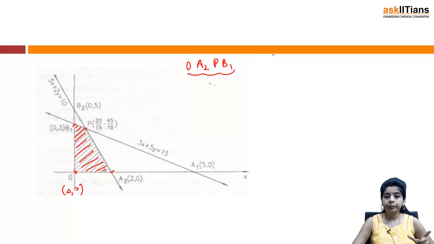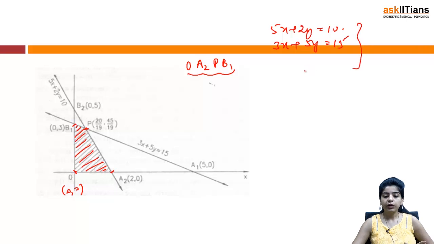In order to find P, note that P is the point of intersection of these two lines. So just solve these two lines: 5x plus 2y is 10 and 3x plus 5y is 15. Solve these two for x and y and you get the coordinates as 20 by 19 and 45 by 19.